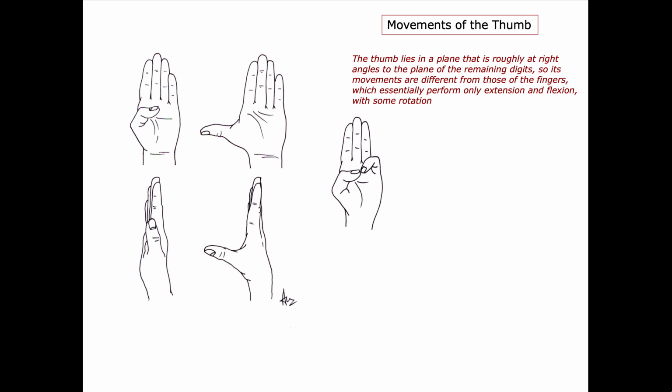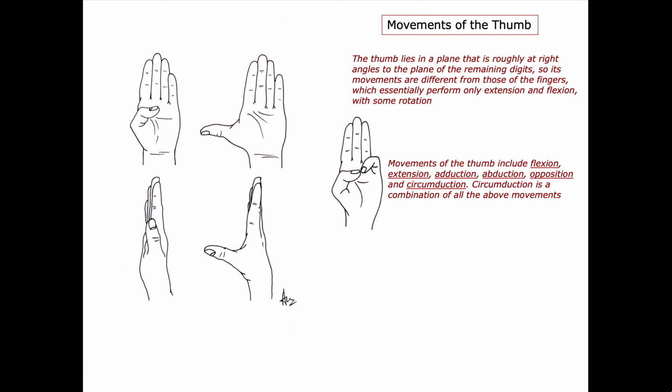The fingers are doing what? They are primarily performing extension and flexion. But thumbs are different. What the thumb is capable of doing, along with flexion and extension, is abduction, adduction, opposition and circumduction. And remember, circumduction is a combination. It's not an individual movement, it's a combination of different movements.